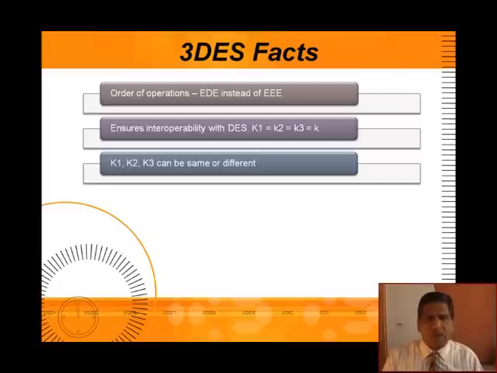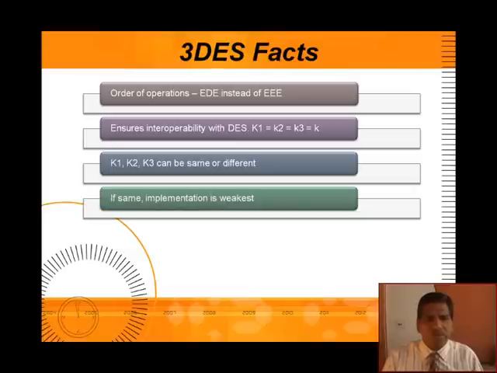At times, if you are encrypting using triple DES itself, then you need not use K1, K2 and K3 to be the same. Instead, you can use different keys for each of the encryption, decryption and encryption rounds. If you keep K1, K2 and K3 the same, then that becomes the weakest implementation of triple DES, because effectively your algorithm becomes only the DES algorithm.